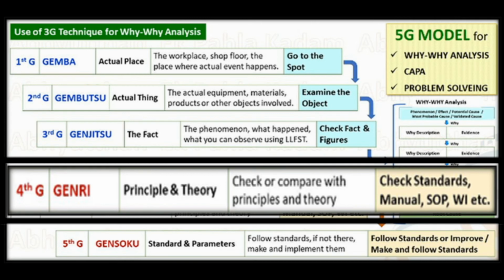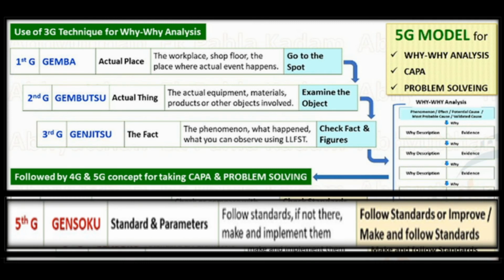The first was Gemba, then Genbutsu, the third is Genjitsu, and on these 3 tools you can do the Why Analysis. When the root cause has come out, then you can go to the analysis through Genri. Genri is the principle and theory. You have to check the facts, manuals and the standards you have applied there based on these principles and theory in the Genri section, meaning G4.